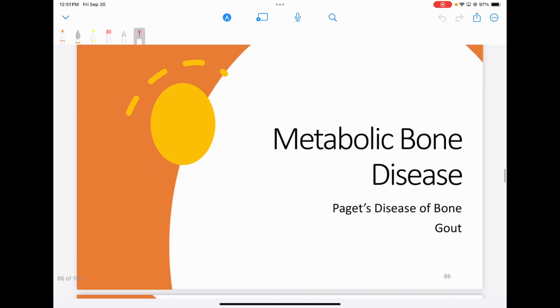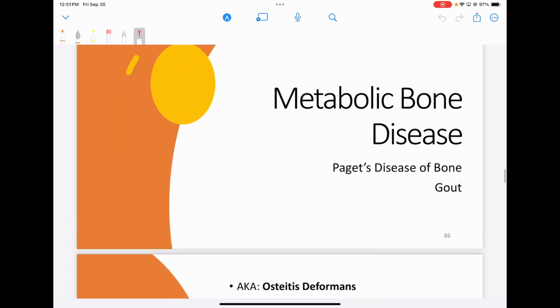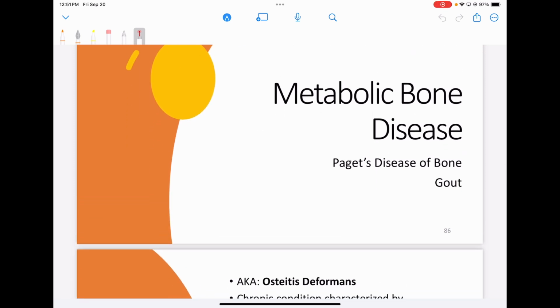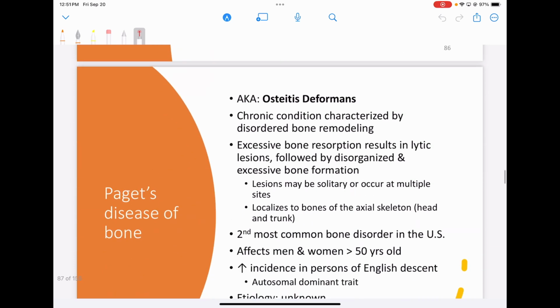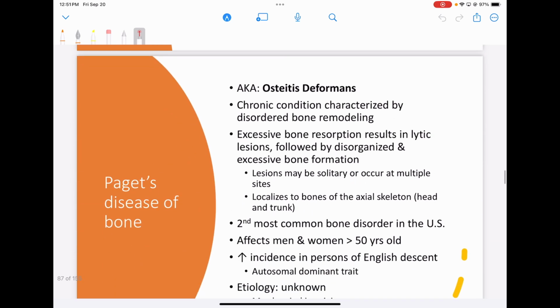Okay, there's our physio review. Let's move on to some diseases. So metabolic diseases of the bones, there's two of them, Paget's disease and gout. Paget's disease is also known as osteitis deformans. So either way, make sure you know them both. It's a chronic condition with disordered bone remodeling. Osteitis deformans, it's deformed. Your bones are deformed. That's what Paget's disease is.